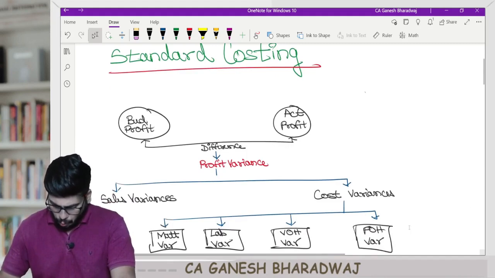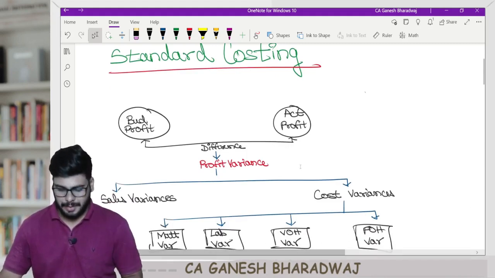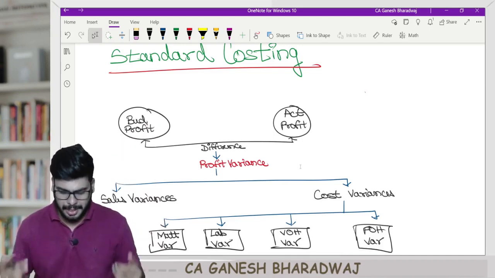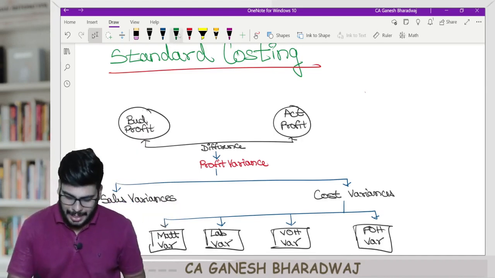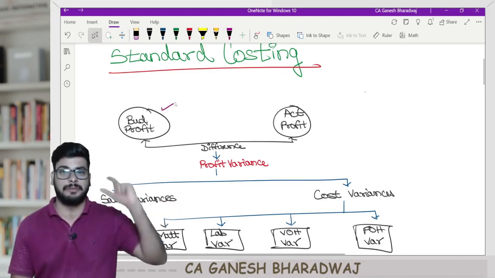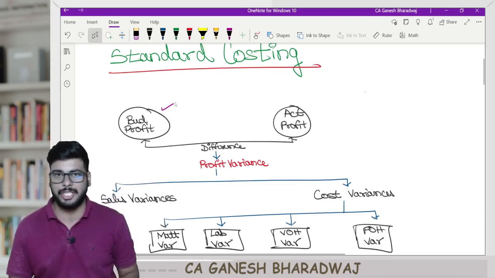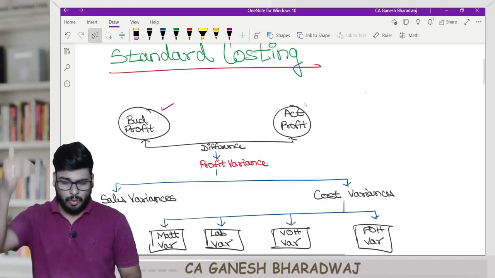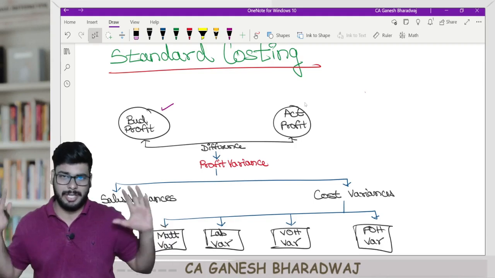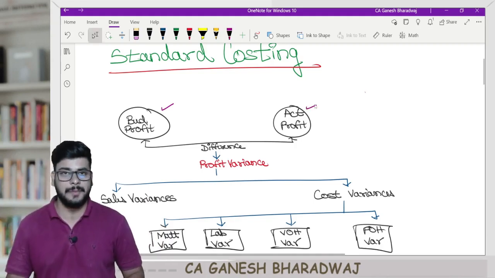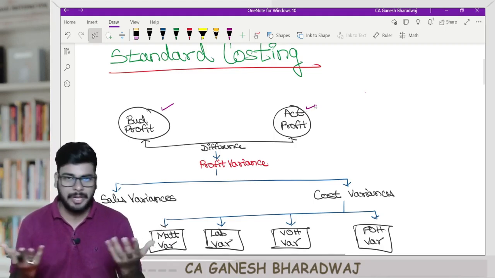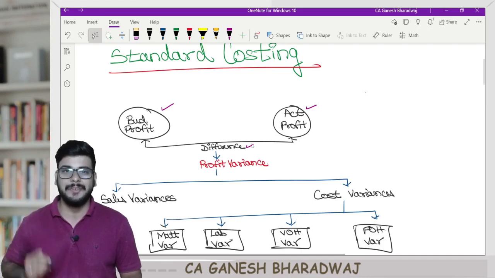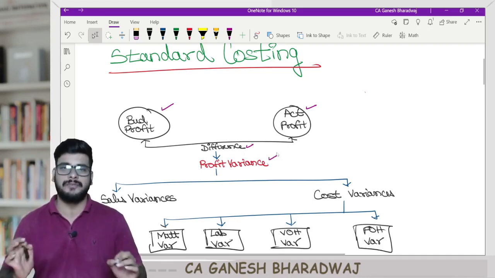Now, what is this chapter all about? At the beginning of a financial period, a company prepares a budget and arrives at the budgeted profit, which means the profit they are planning to achieve. After the end of the period, the company takes into account the actual sales minus actual cost, and arrives at the actual profit. The budgeted profit and the actual profit will definitely not be the same. There will be a difference between the two, and this difference is called profit variance. Are you clear with this?